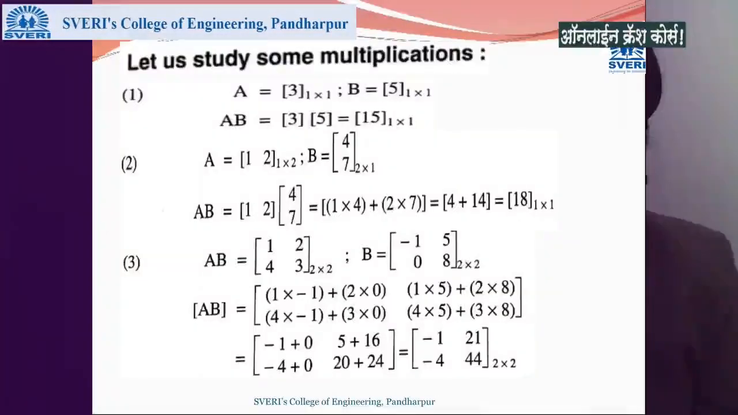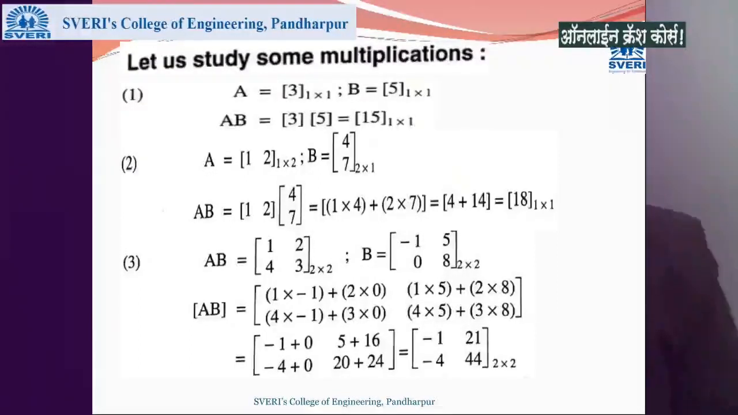There are some examples related to this multiplication. A having element 3, that is a row matrix, or it is also known as a column matrix because there is only a single element. Similarly, B having element 5. So A into B will be 3 into 5, which is 15. Means the order of A is 1 and the order of B is also 1.